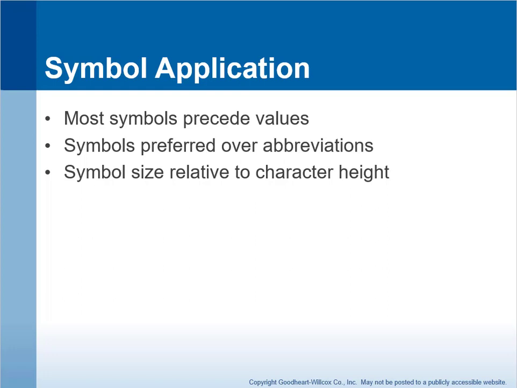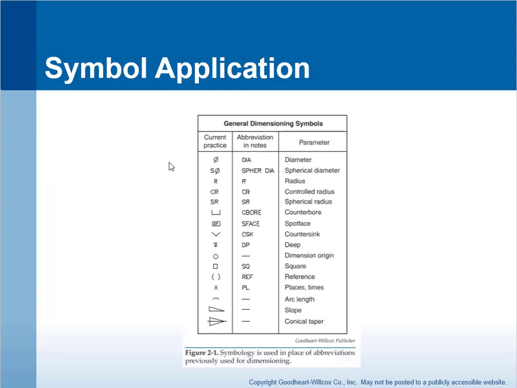So let's look at our basic symbols for general dimensioning. This would tell you what the symbol is, what a previous abbreviation would be in a note, and then what it actually means. So we've got a diameter, a spherical diameter, which kind of looks like the diameter symbol, but with an S in front of it. We have an R, which is a radius, and a CR, which is a controlled radius. We'll talk about what that means later. SR is a spherical radius, and then these are the symbols we talked about before: counterbore, spot face, countersink. And we'll talk about these things as we progress in this class.